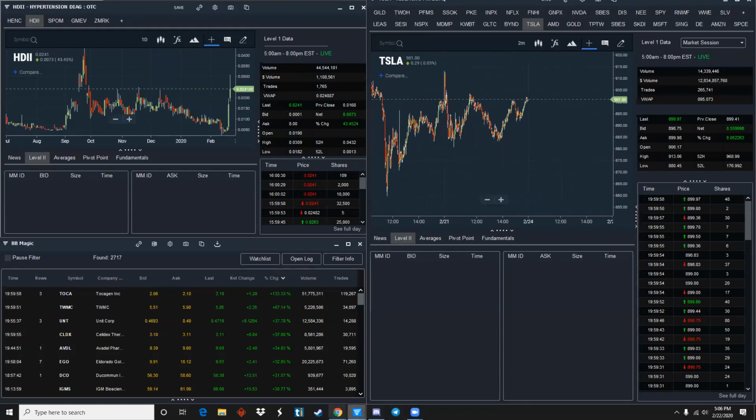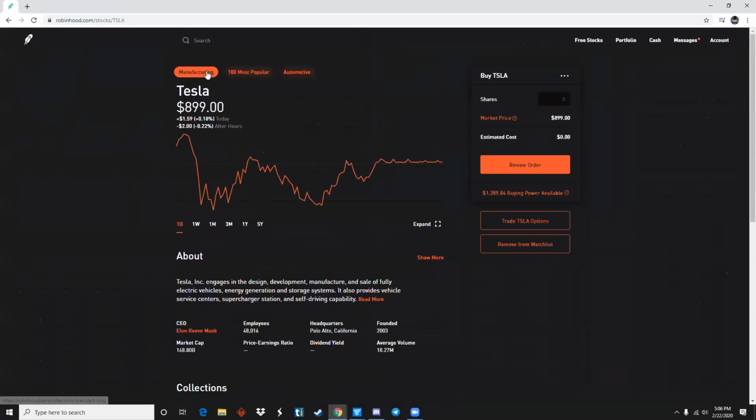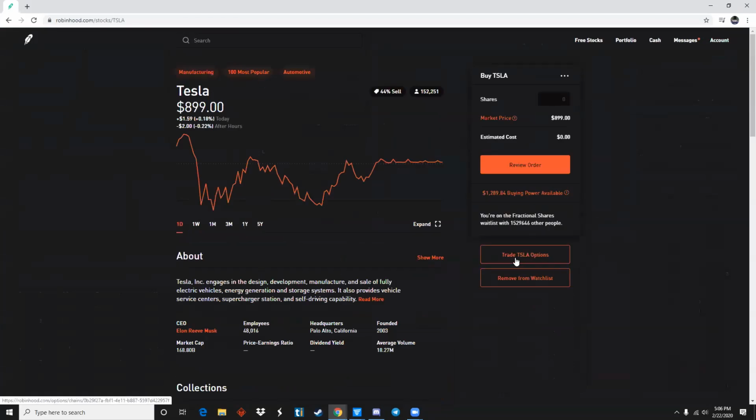Okay, so let's go ahead and find an option for Tesla. In your search bar with the Robinhood account here, you're going to pull up Tesla. And you're looking down here, and you can actually buy the stock, and of course, one stock costs you $899, but I don't want to do that.